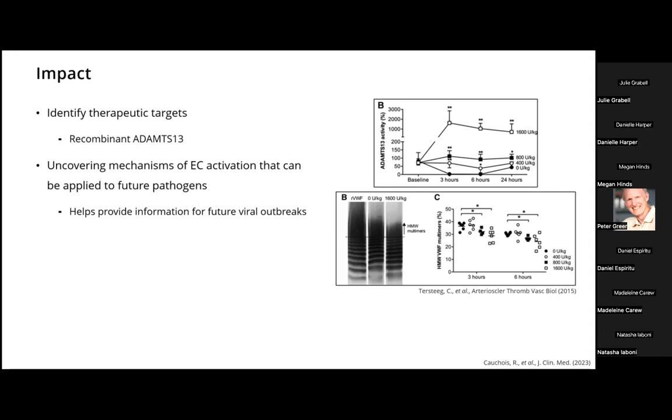These images on the right are from a paper that administered recombinant ADAMTS13 to mice who had been made ADAMTS13 deficient. And you can see that it not only increases the ADAMTS13 activity, but it also reduces the amount of high molecular weight markers in these mice. So this recombinant ADAMTS13 is capable of processing these ultra-large multimers. I think it's also important that these kinds of studies uncover the mechanisms of endothelial cell activation that can be applied to future pathogens.